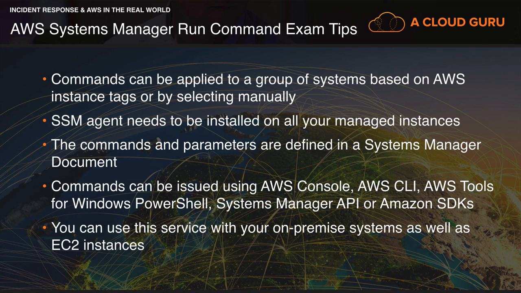So what are my exam tips? Well, commands can be applied to a group of systems based on AWS instance tags, or you can go in and select them manually. The SSM agent needs to be already installed on all your managed instances. It does come with the base Amazon AMI for Windows Server 2016. The commands and parameters are defined in a Systems Manager document, and commands can be issued using the AWS console, the CLI, AWS Tools for Windows PowerShell, the Systems Manager API, or the Amazon SDKs. And you can also use this service with your on-premises systems as well as EC2 instances.